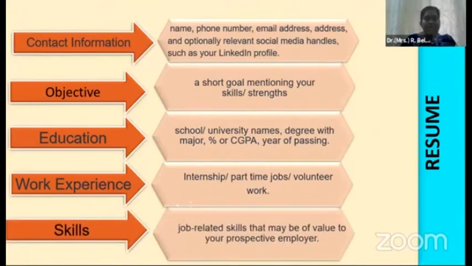Skills: job related skills that may be of value to your prospective employer. So for example, you're applying for a content writing job. TCS comes for a content writing job. What would be your skill? You're maintaining a blog, and in the blog you write very often. So you're writing content, and that is a skill. You'll have to make a mention that you have a blog. Or on LinkedIn, every week I keep a target and post an article. So this will all help you. This will value add to your prospective employer.